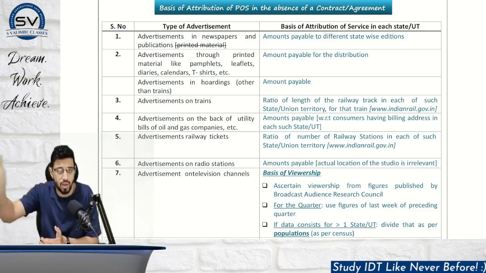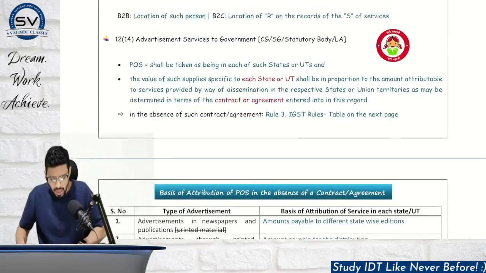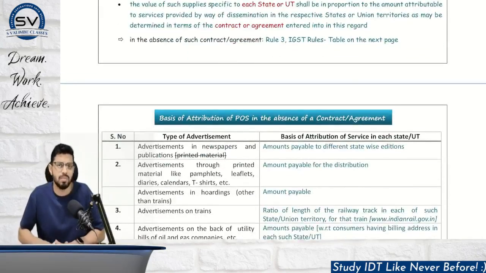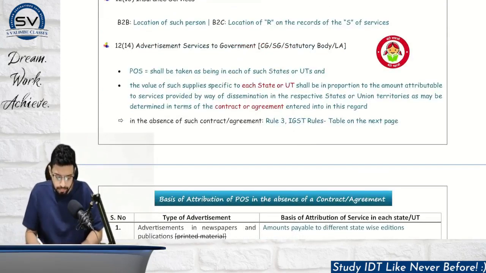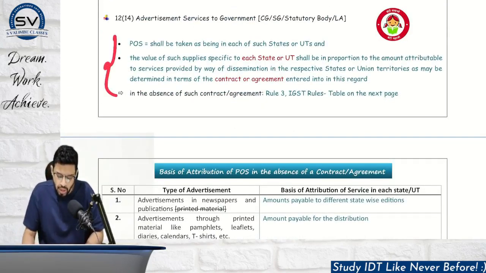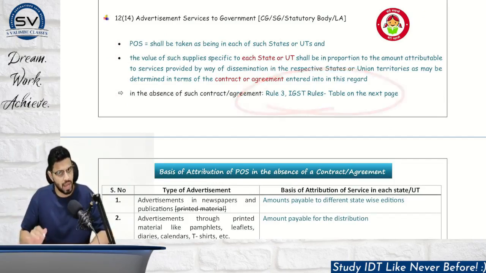Because I have to raise the invoices, right? Place of supply is different in each case. That will be clarified with this table. They haven't asked many questions from this table, but even if they do, you should be able to answer that. So here also, the first preference of division is the terms of contract arrangement. If they are silent, we will apply rule number 3, IGST rules.